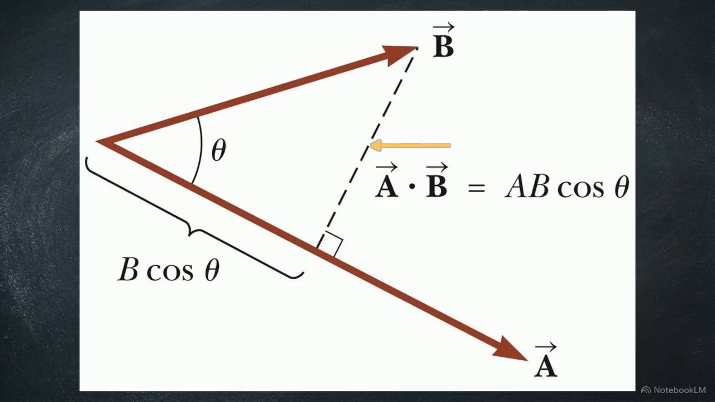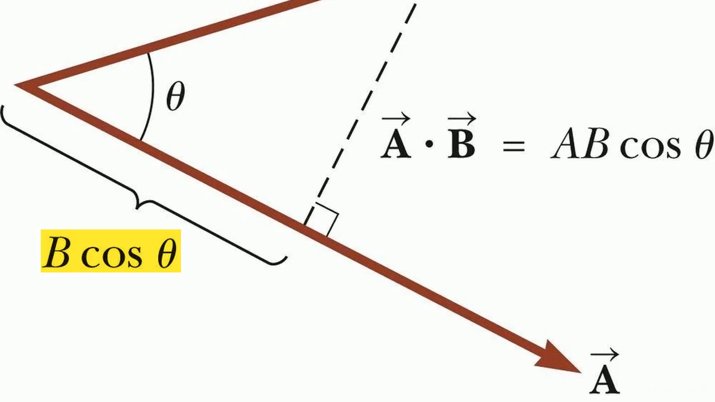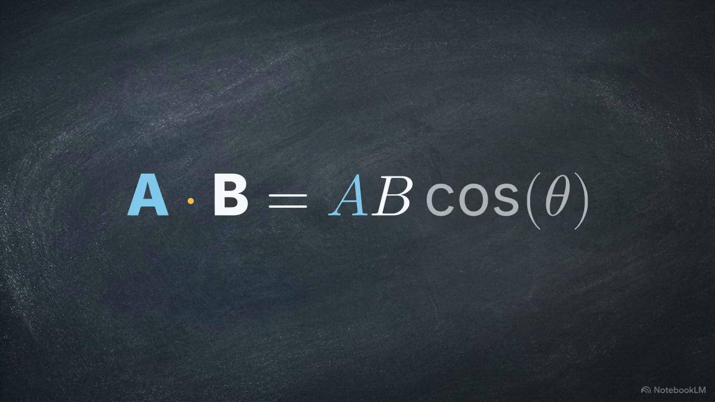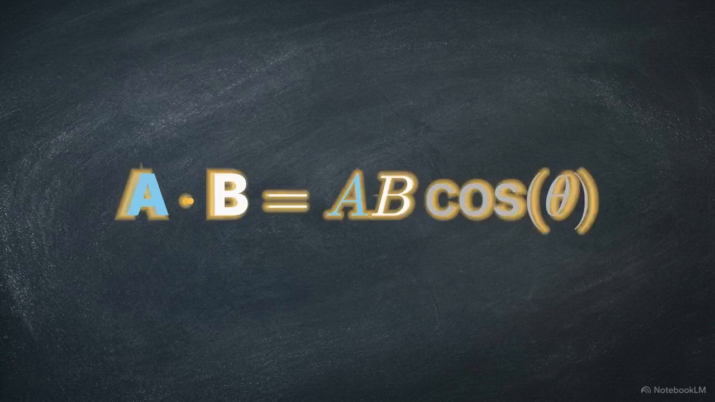The geometry here involves mathematically projecting vector B down onto vector A, creating a right angle, to isolate exactly how much the two vectors overlap. The resulting equation multiplies the full magnitude of A by the parallel magnitude of B. We write this as A times B times the cosine of the angle between them.